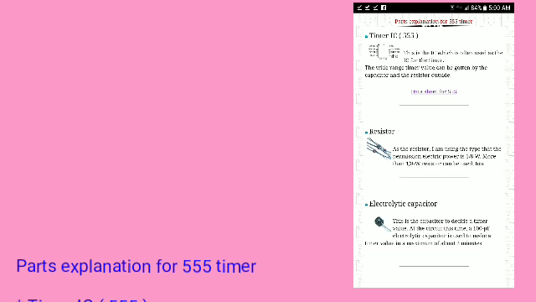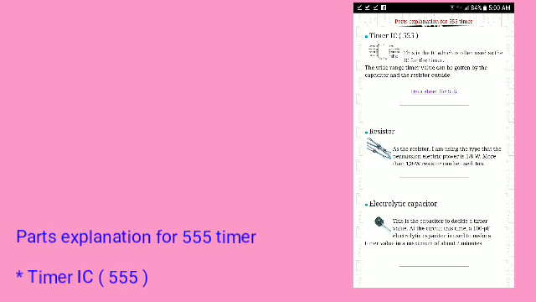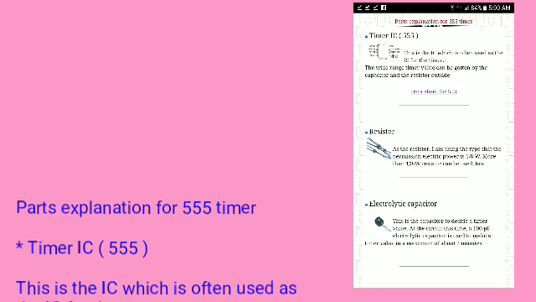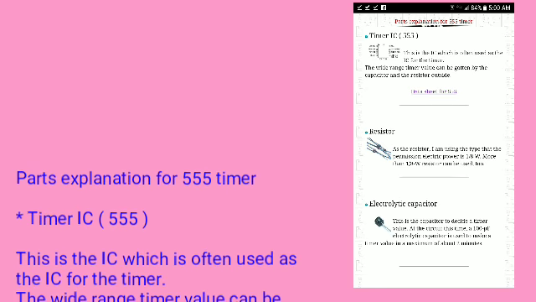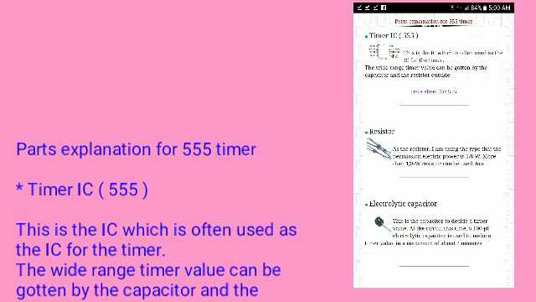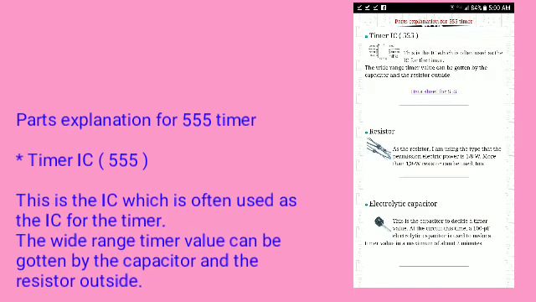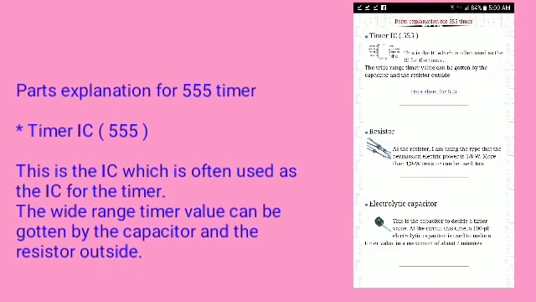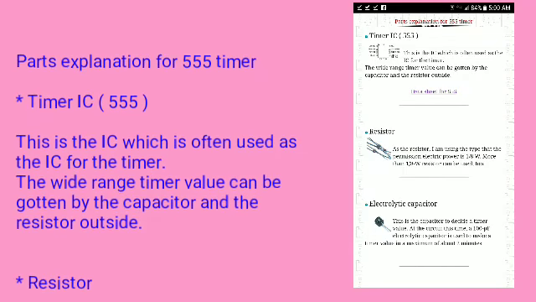Part explanation for 555 timer. Timer IC 555. This is the IC which is often used as the IC for the timer. The wide range time value can be gotten by the capacitor and the resistor outside.